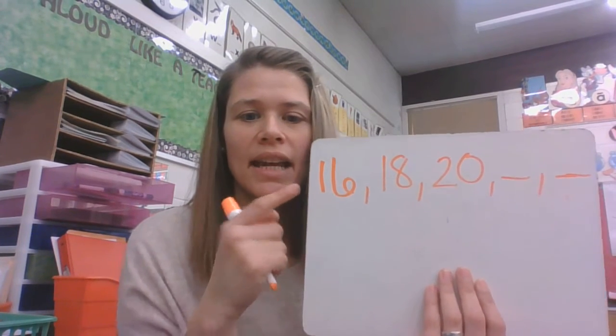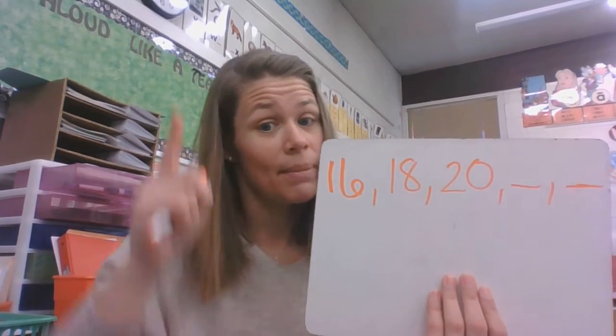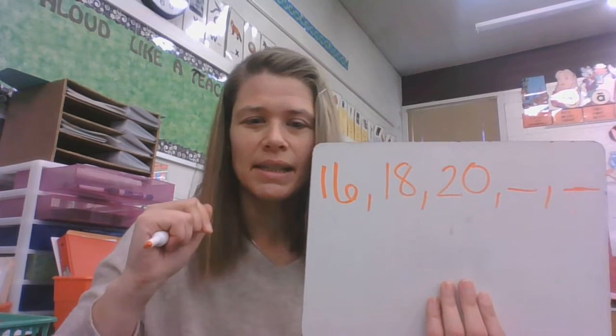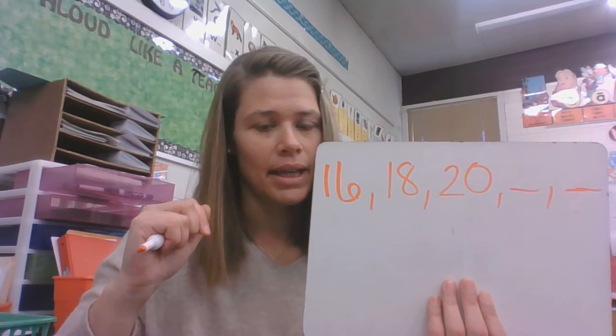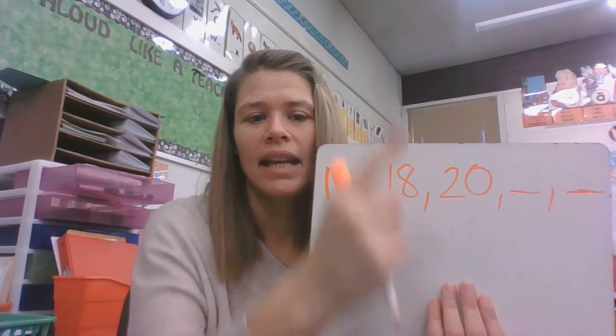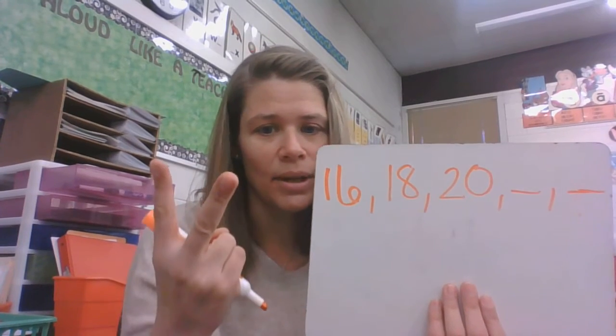Okay, so let's ask ourselves those questions again. 16 to 18. First question, am I going up or am I going down? That means, are my numbers getting bigger or are my numbers getting smaller when I'm counting? Answer, numbers are getting bigger. So I'm going from 16 to 18, and then 18 to 20, my numbers are getting bigger, so I'm counting up. Okay, second question we ask ourselves.